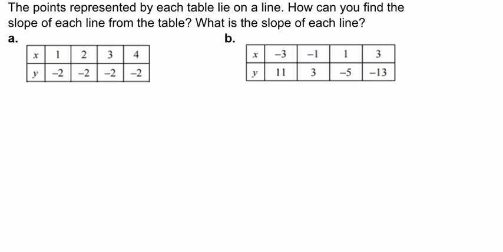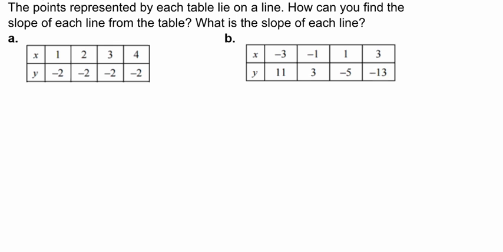In this video, we're going to be calculating slope from a table of values. We're going to use a couple examples to help us do that. So here the points represented by each table lie on a line. So how can you find the slope of each line from the table? And what is the slope of each line?